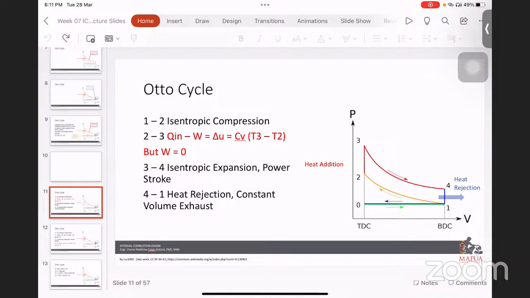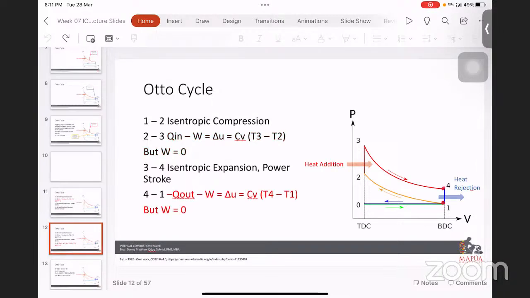So it will also be the same doon sa process 4 to 1. Kabaliktaran lang. So doon sa process 4 to 1, since walang change in volume, meron lang tayong heat rejection o yung exhaust natin. So the heat rejected is equal to the specific heat times the difference in temperature between point 4 and point 1.